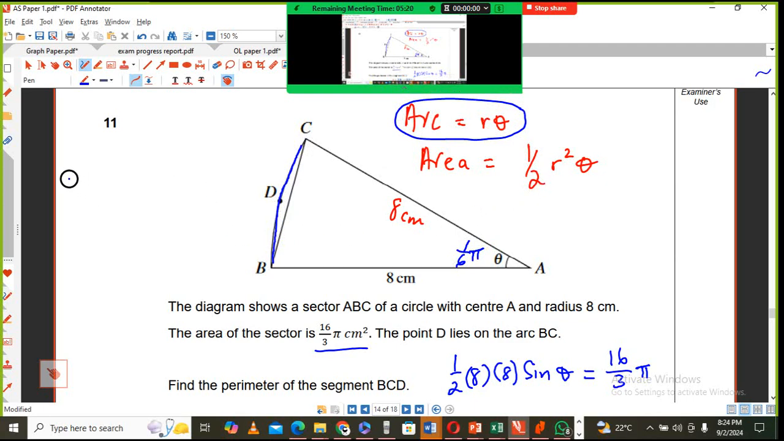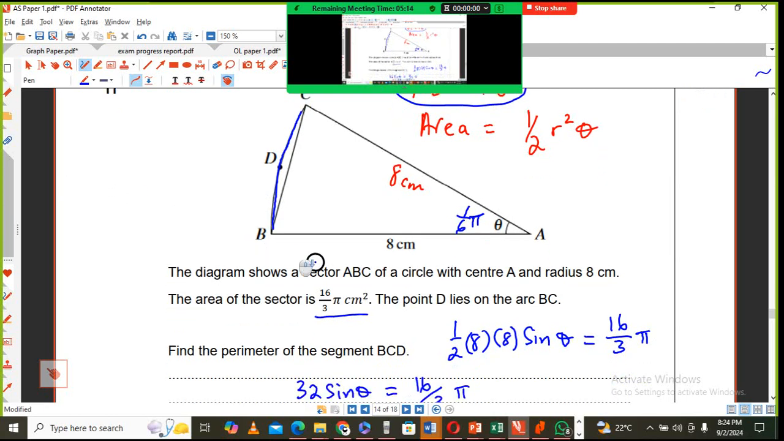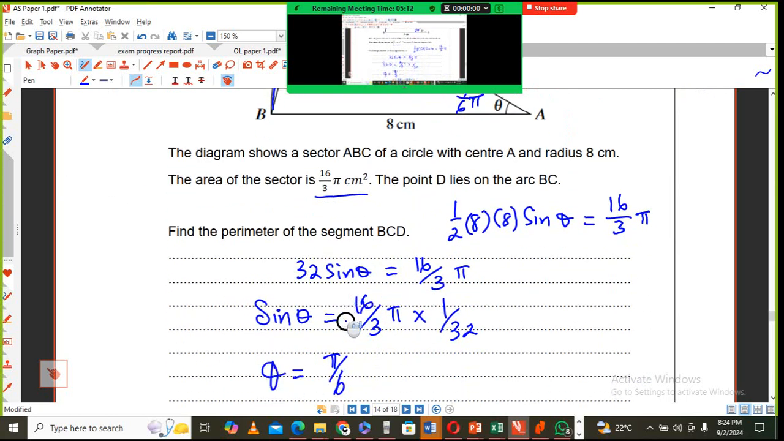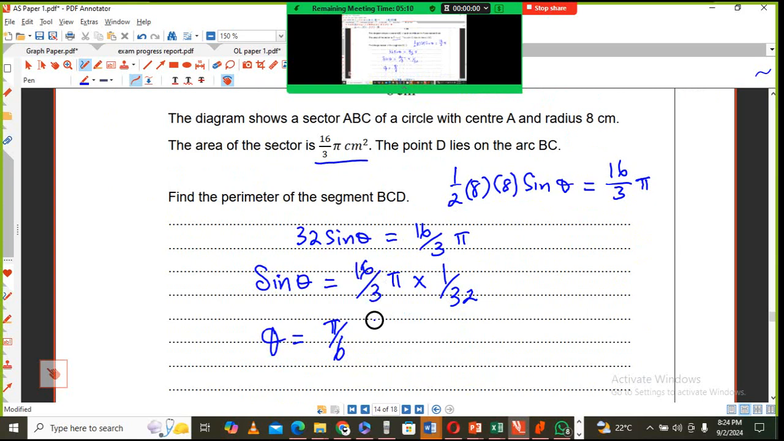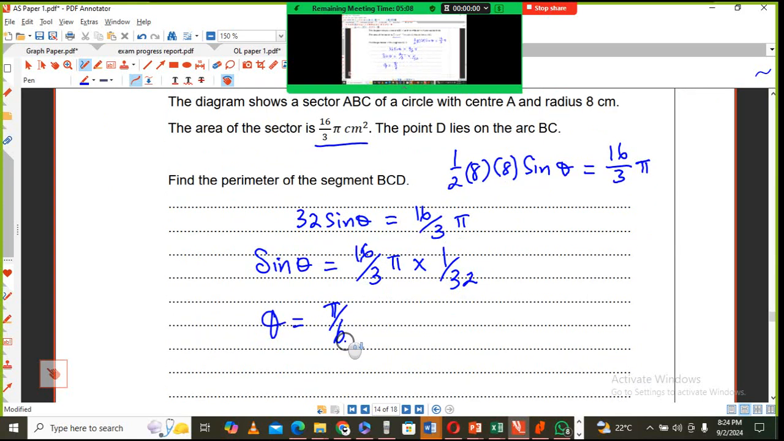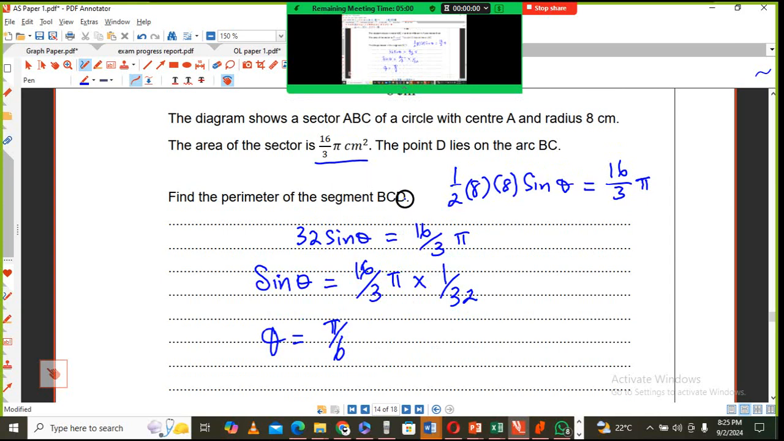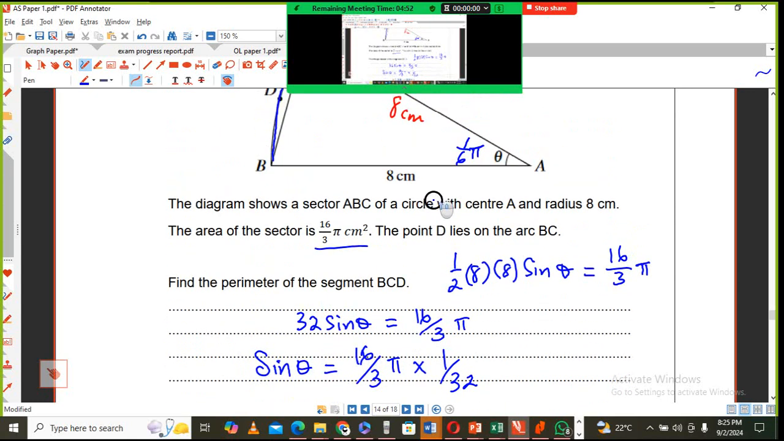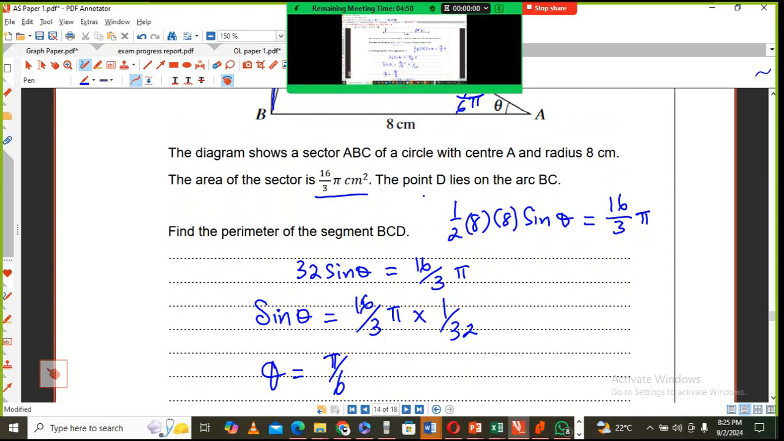But Mr. Mac, when I say sine theta equals 1 over 6 pi, shouldn't we find theta first? But we found theta. Did you not find theta? No, we found sine theta equals that. Sorry, let me just go back. The area of a triangle is what? The area of a sector. My bad, I've used the wrong formula.